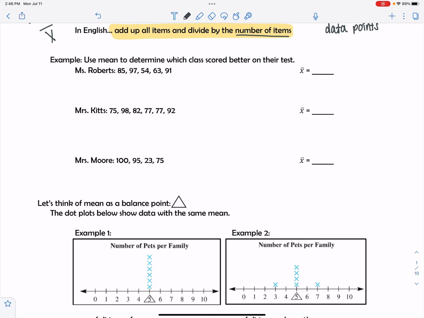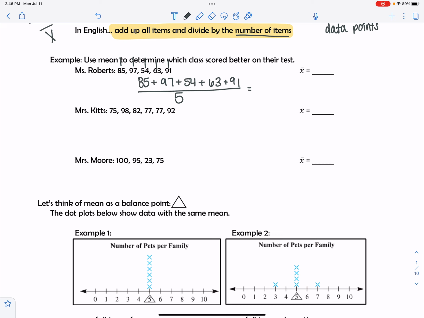Use the mean to determine which class scored better on their test, Miss Roberts, Miss Kitts, or Miss Moore's class. So to find the mean, or X bar, we're going to add up all the data points. 85 plus 97 plus 54 plus 63 plus 91. And then divide by the number of points I had. 1, 2, 3, 4, 5.